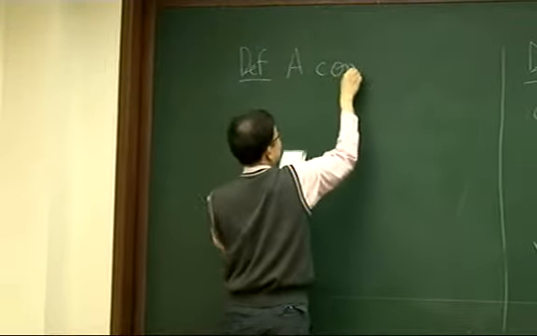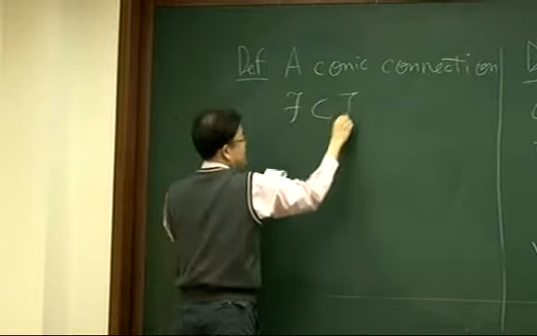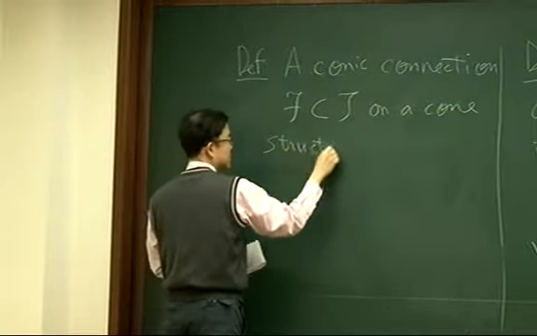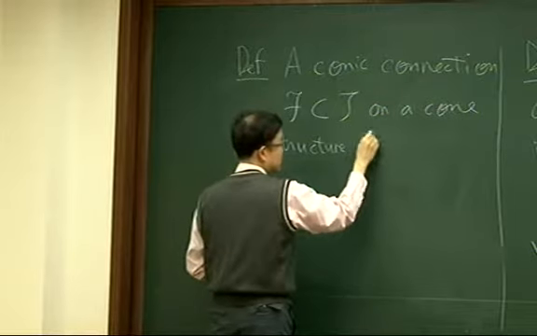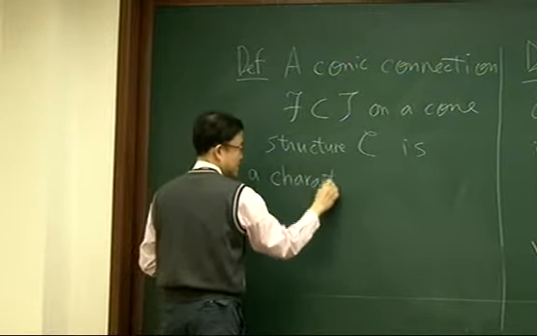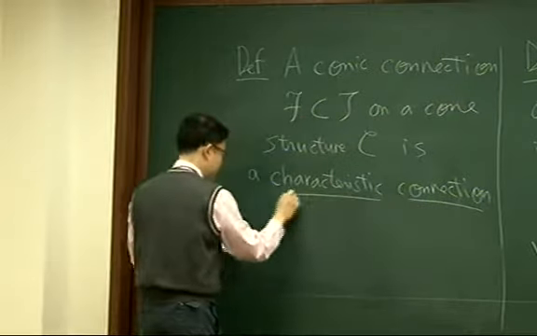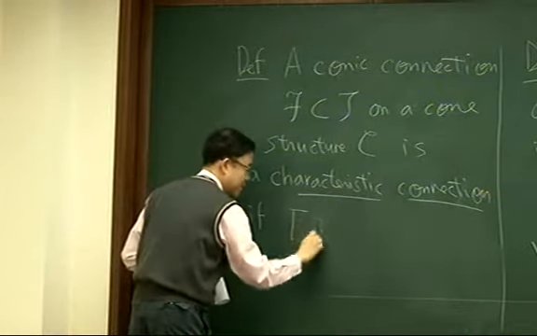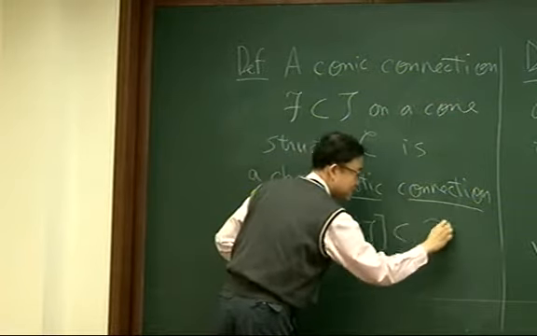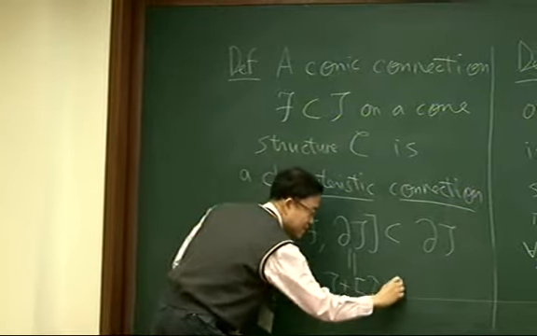A conic connection F on a cone structure C is a characteristic connection if the following holds: F and the derivative of this T is contained in the derivative of this T. Now this just means that it's the derived system. It's T with the first bracket.